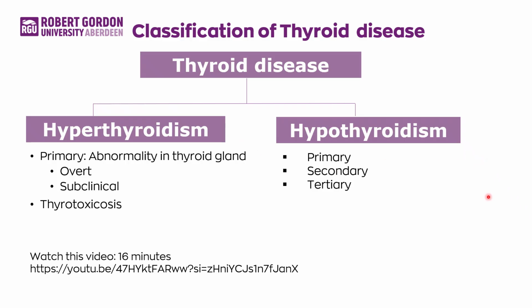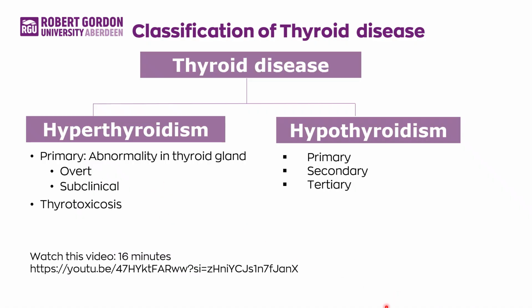With regards to classification of thyroid disease, we have hyperthyroidism and hypothyroidism. Under each, we have categories of primary, secondary, and tertiary, based on where the problem occurs, whether it's at the thyroid gland itself, or at the pituitary or hypothalamus. There are also overt and subclinical presentations, depending on the severity of the biochemical changes.